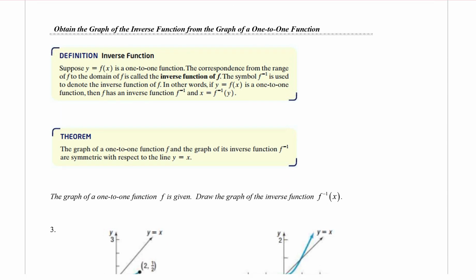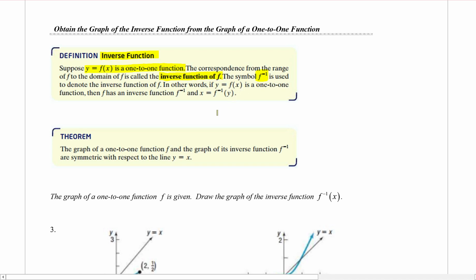Definition of an inverse function. Suppose y equal to f of x is a one-to-one function. It has to be one-to-one. The correspondence from the range of f to the domain of f is called the inverse function of f. The symbol f inverse is used to denote the inverse function of f. In other words, if y is equal to f of x is a one-to-one function, then f has an inverse function, f inverse, and x is equal to f inverse of y.